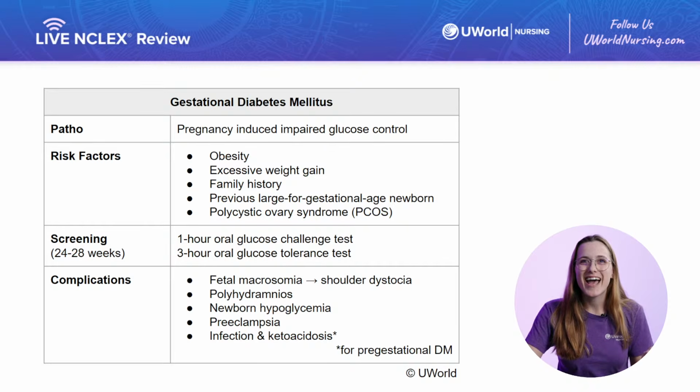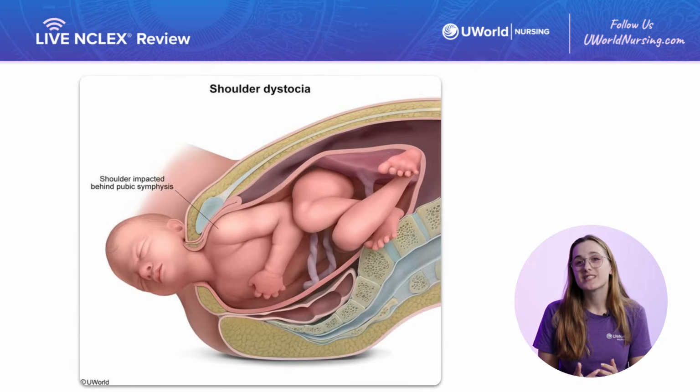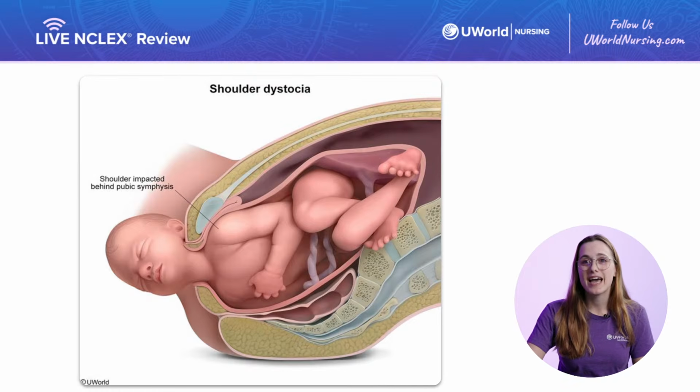All right, let's go ahead and move on to shoulder dystocia. So this is an obstetrical emergency, meaning immediate action needs to be taken because it can result in negative outcomes for mom and baby. So what happens in shoulder dystocia is the baby's head emerges, but the anterior shoulder remains wedged behind the maternal symphysis pubis bone. So in simple terms, the baby's head is delivered through the birth canal, but the shoulder gets stuck.